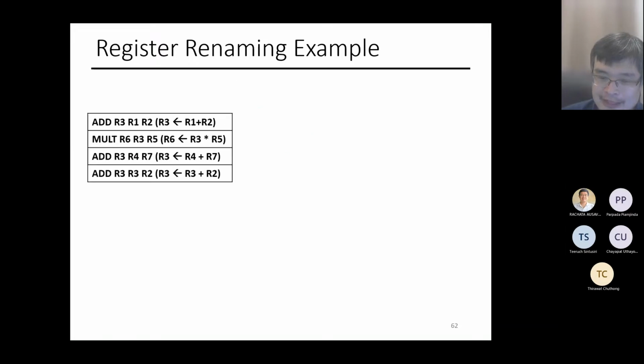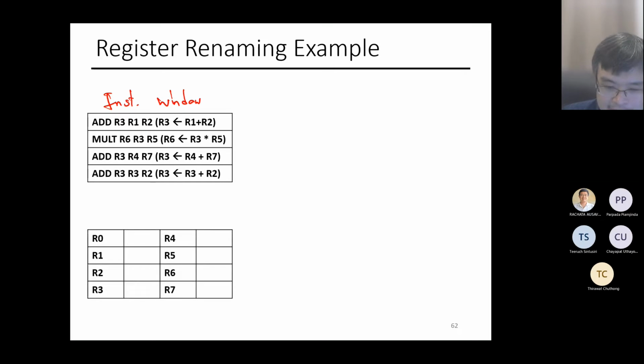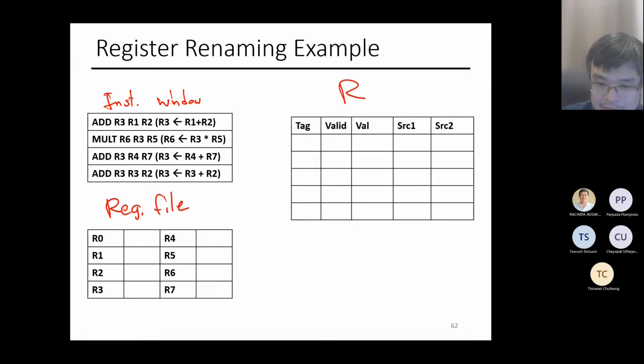So we'll show an example here. This is my instruction window. This is my register file. And this is my reorder buffer. Are we all with me so far? We are gonna go through these 4 lines of code, and we'll do one step at a time.